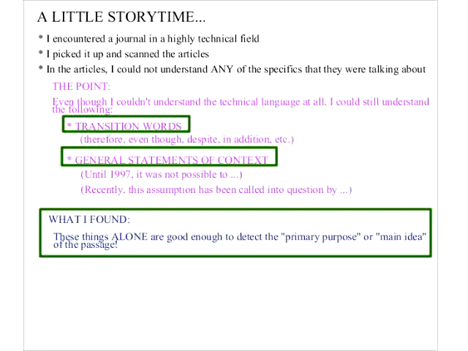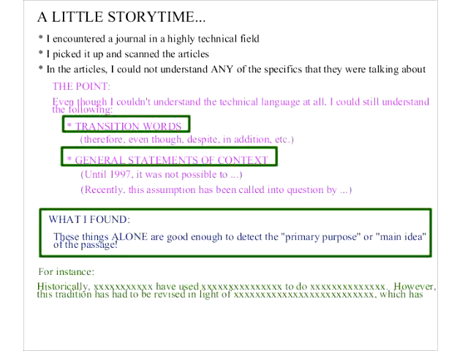As an example, I don't remember exactly what was going on with these articles because I'm not really a memory person, but for instance, if you see something like, historically, some people have used something to do something. However, this tradition has had to be revised in light of some specific that I don't understand, which has done something that I don't understand. Okay, even the X's are specific.